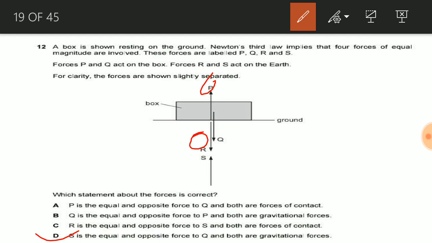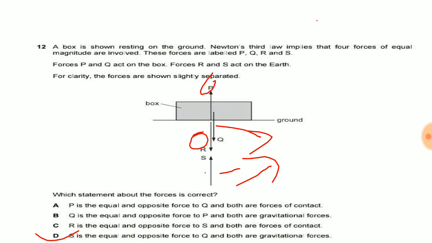Gravitational force always comes in a pair and they cancel with each other, when the box is in equilibrium, at rest. Here P is equal to Q. This is acting upward, this is acting downward. They are the gravitational force on the box and they cancel with each other. Because of that, the box is at rest.